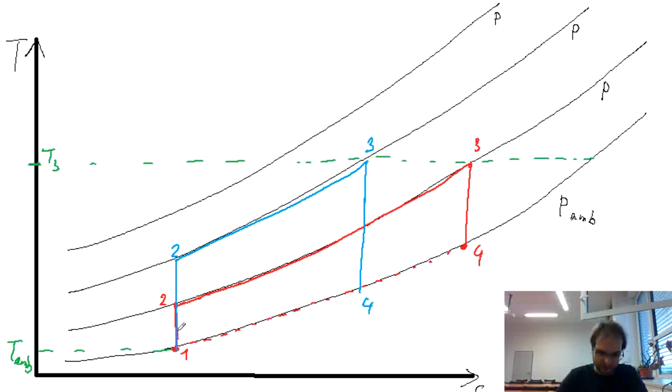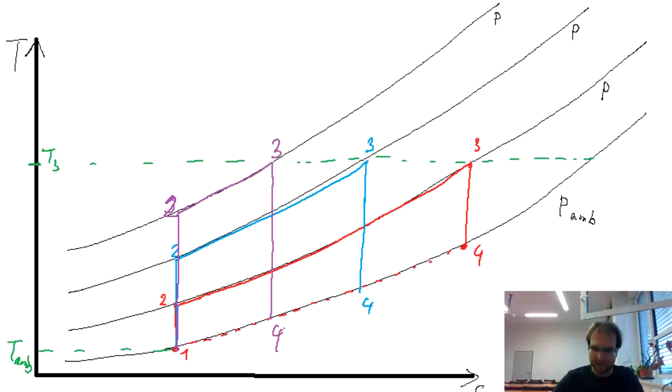Then eventually for high pressure ratios, the cycle would, and 4, the cycle would look like this. Okay, so that's the effect of increasing the pressure ratio, of increasing the pressure of the heat addition.